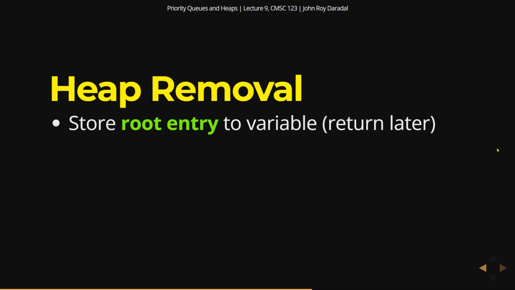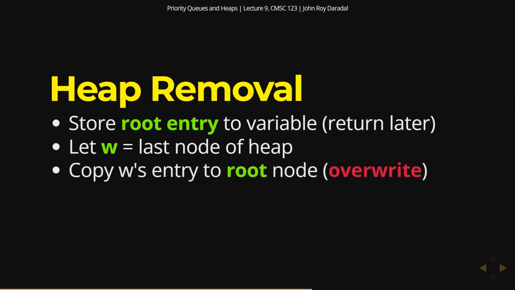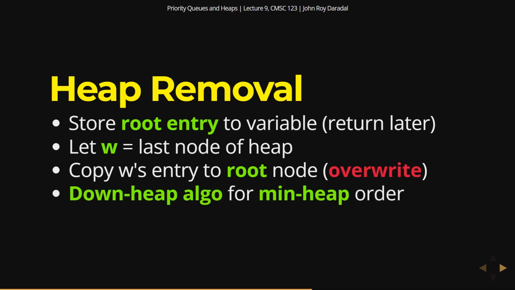So store the root entry to a variable because you need to return that later. Okay, and then let W be the last node of the heap. Since we're always keeping track of the last node, it's easy to do this. And then we'll copy whatever is the entry of the last node to the root. Okay, so we'll overwrite the root node so it's already removed. And then we'll do the down heap algorithm to make sure that the min heap order is being enforced.